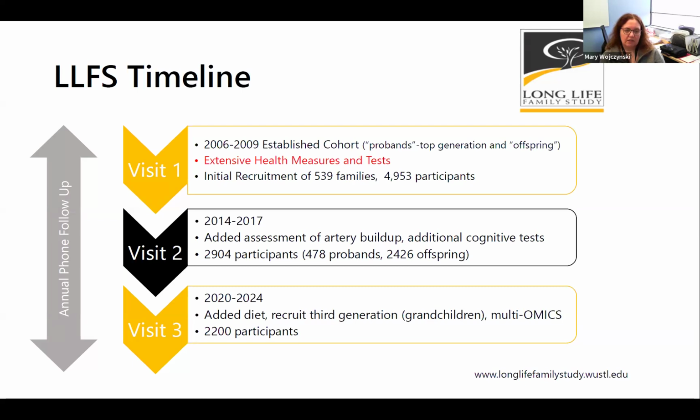We added, during this visit, we kind of checked in with participants on all of the extensive health measures from visit 1, but we also added an assessment of artery buildup using a portable carotid ultrasound machine. And we added additional cognitive tests and introduced a digital pen to also collect more cognitive data over the testing. In visit 2, we had 2,904 participants that remained, and this was 478 probands and 2,426 offspring.